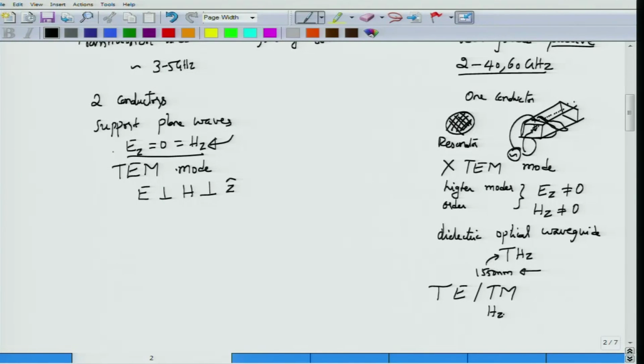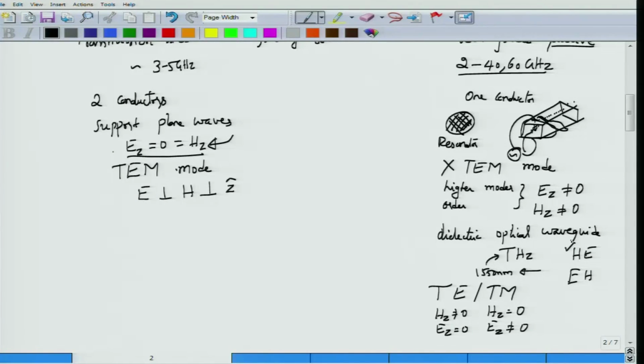For TM, Hz is equal to 0, but Ez of course should not be 0. For TE, Hz is not equal to 0, but Ez is equal to 0. These cases where both Ez and Hz are present, which occur in dielectric optical waveguides, are further characterized as HE or EH modes.